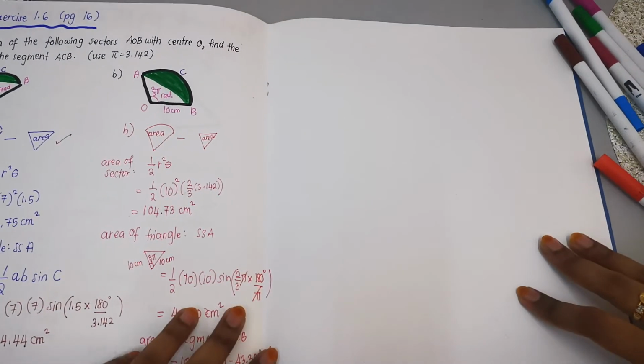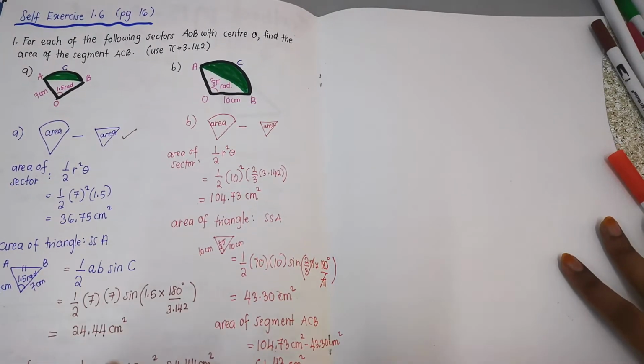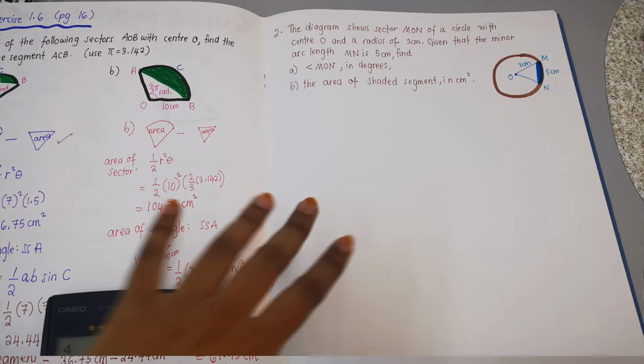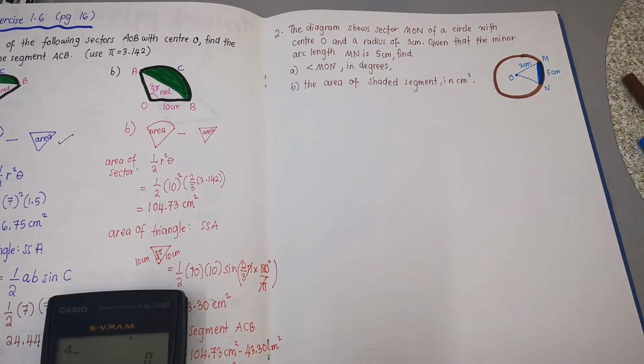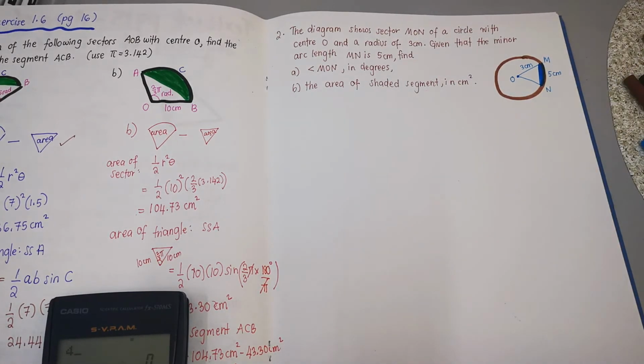So I'm going to move on to question 2. Still self exercise 1.6, but question 2. Okay, we're going to try question 2. So are you guys trying out question 2 already? So let's get started. Just want to choose some bright color. Okay, let me go with green.